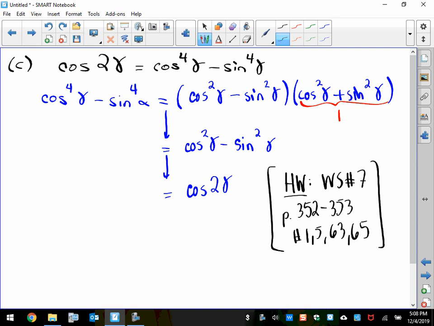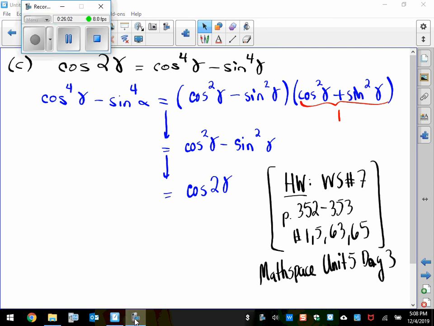I am also adding another math space. So math space Unit 5, Day 3. This is just more practice. So check that out and try to get that done so that we will have that for next class. I will see you guys hopefully soon.